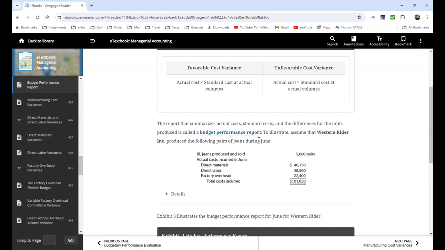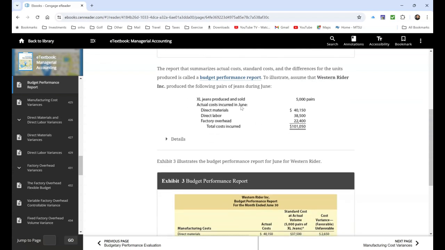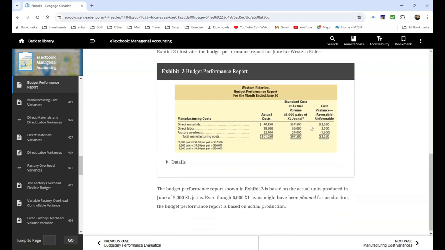To illustrate, assume that Western Writer produced the following pair of jeans. Okay, so they produced 5,000 pair of jeans. Direct materials was 40,150. Direct labor was 38,500. Factory overhead assigned was 22,400. And you can see here that direct materials actual cost were 40,150. Standard cost times actual volume. So again, as it says here, you might have thought you were only going to produce 4,500, but you actually produced 5,000. So you have to compare the standard on what was actually produced.